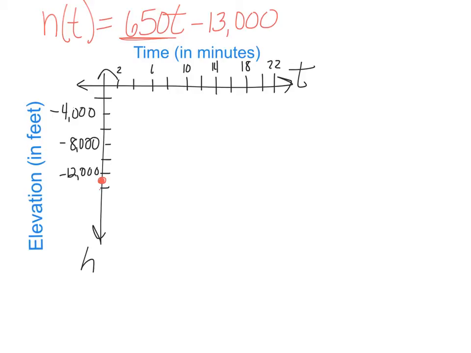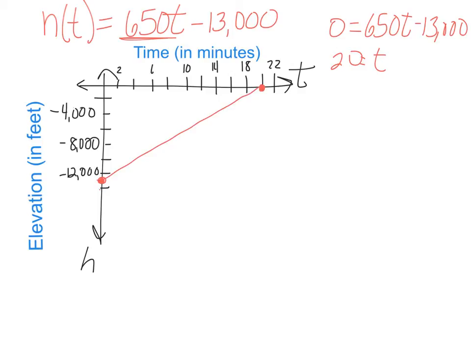The x-intercept. If I want to find the x-intercept, I plug in 0 for h, the height, because I want the height to be 0. So 0 equals 650t minus 13,000. I add 13,000, divide by 650. The value of t is going to be 20. So I'm going to put a dot at 20. I am then going to connect those, and there is my graph.